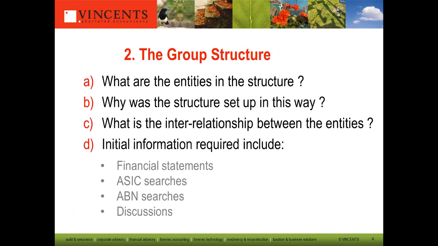We know where we're going. We now need to actually understand what we're physically looking at. What are the entities in the structure? Why has it been set up that way? And that's a really important one, actually understanding what the various entities within the structure are used for, and why they are using it that way. Is it asset protection? Is it to put the risky operating venture in a separate entity? Whatever it might be, it's trying to understand why the structure has been set up that way.